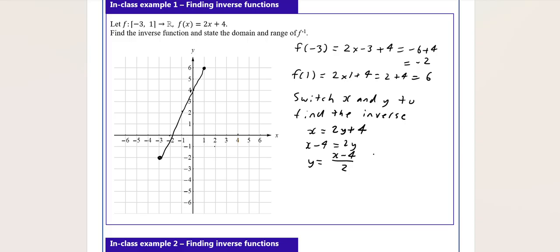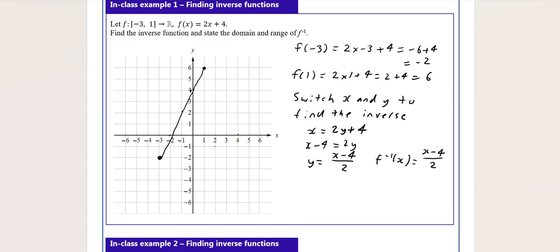I might want to write that out just to be clear. I can say f inverse x equals x minus 4 over 2. So my initial function is 2x plus 4. My pen got a little haywire. My inverse function is going to be x minus 4 over 2.